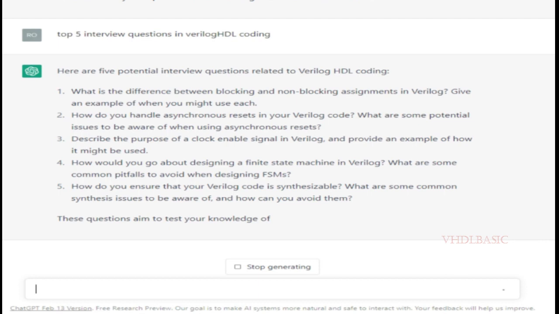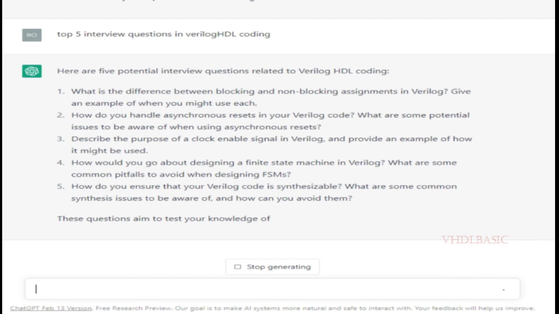Some common synthesis issues to be aware of include timing violations, synthesis mismatches, and logic optimization issues. Timing violations can occur when the timing constraints of the design are not met, resulting in incorrect behavior or incorrect timing. To avoid timing violations, it's important to properly constrain the design and perform timing analysis.